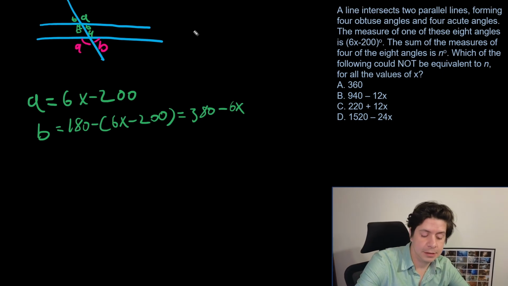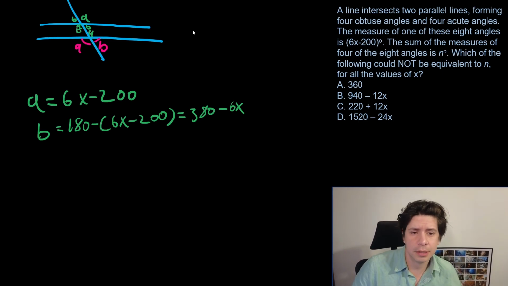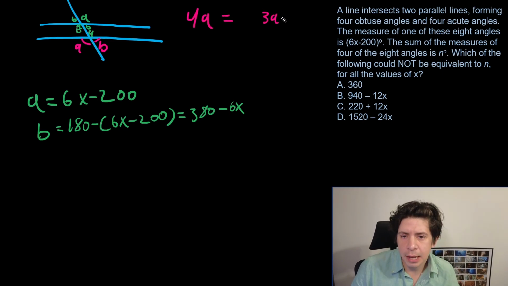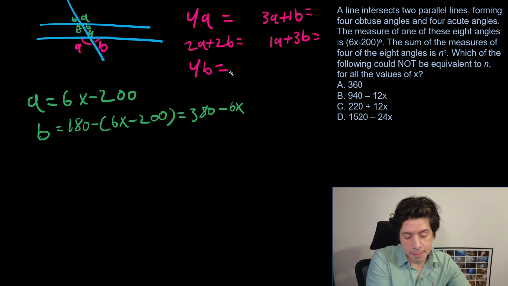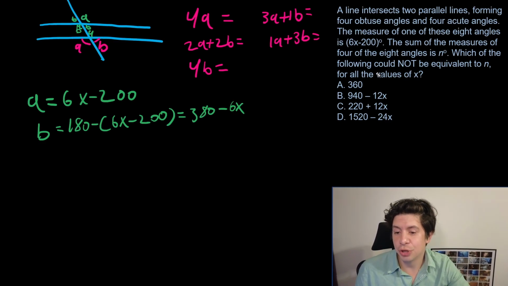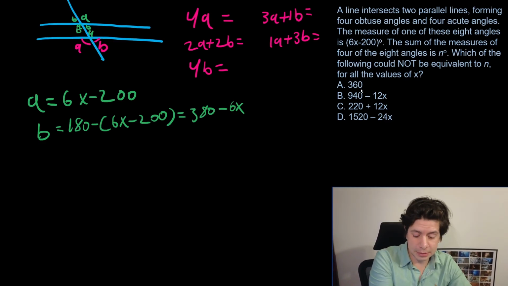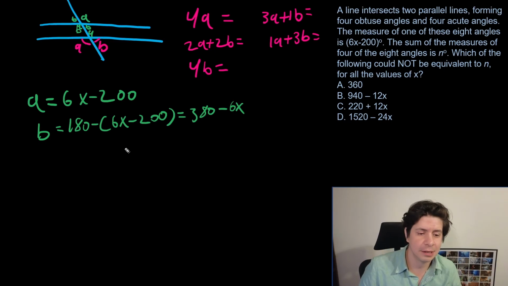We could have, and I'll do this in a different color just to keep us going, 4A. We could have 3A, 1B. We could have 2A, 2B. We could have 1A, 3B. And we could have 4B. Okay? So what we're going to do is find each variation and then see which of these does not exist in that world. It's a little tedious. This one is not one full of tricks, I think, but it's also not a terrible question. It just takes a little bit of time.